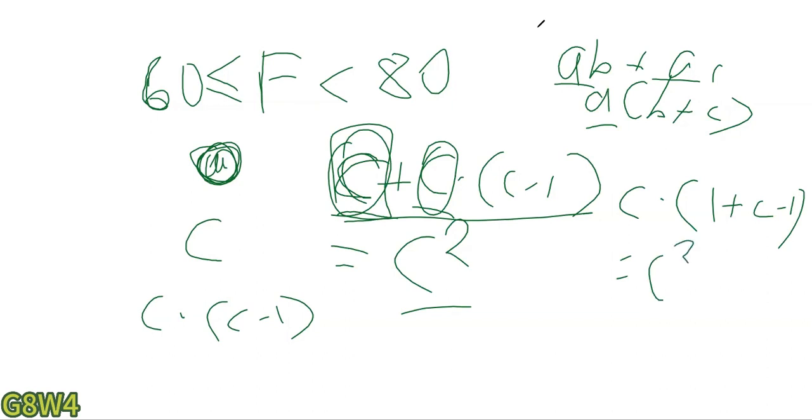Alright, so now we know that C squared is Francius's age, and Francius is between 60 years old and 80 years old. So that means C must equal 8. 8 times 8 is 64. So that means his age is 64.